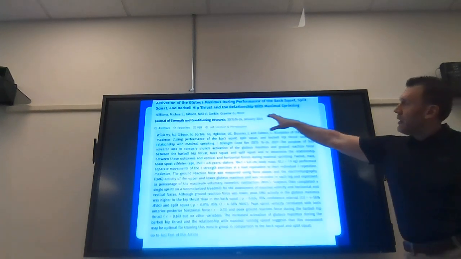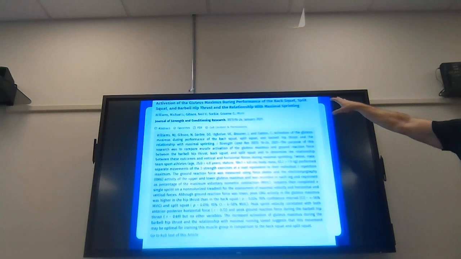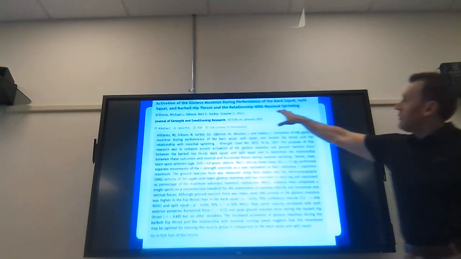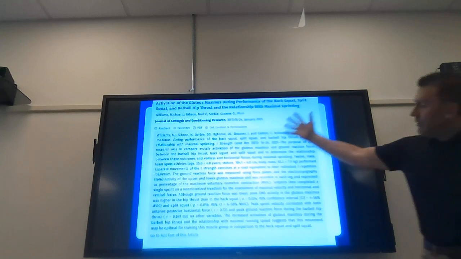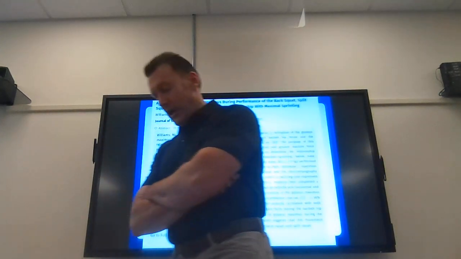Let's take a couple of examples here on how to read the abstract. Let's take just this example from our PowerPoint. This was done a couple of years ago, January 2021. You can see up here the title, Activation of the Gluteus Maximus during performance of back squat, split squat, and barbell hip thrust, and the relationship with maximal sprinting. That's an interesting study. Why don't you go ahead, take a moment and read through the abstract, and then we'll talk about it. This is from the Journal of Strength and Conditioning Research, so very much an applied type of journal.